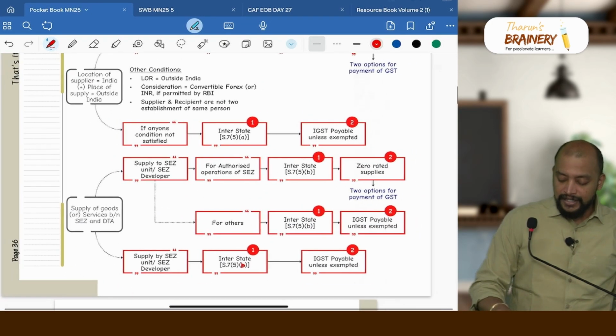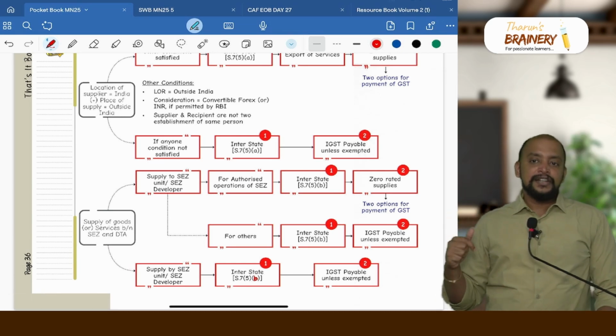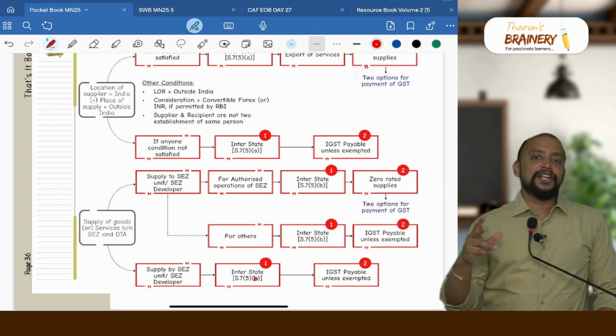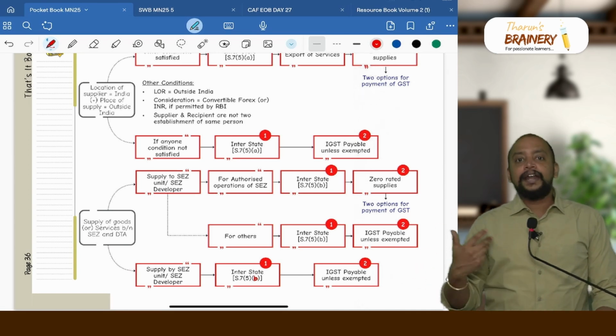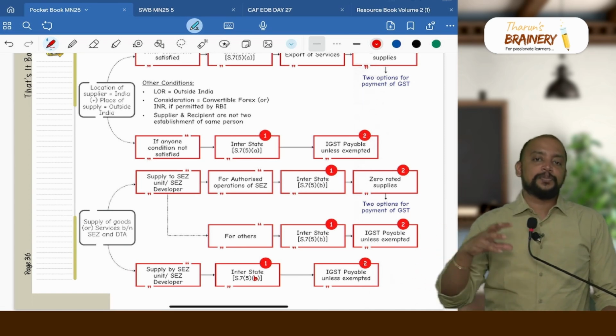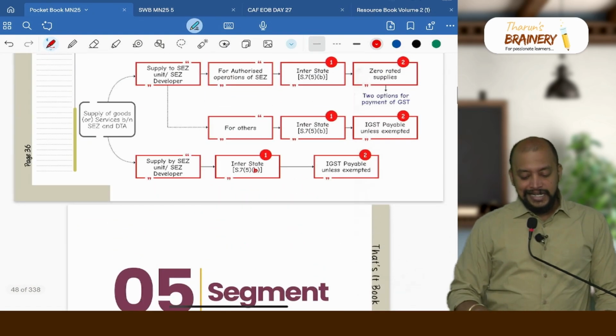So this is a comprehensive chart. Definitely there will be some questions on application of this, so we have to apply our mind and decide whether it is CGST, SGST or IGST, etc., and also whether it will become zero rated, and which option they are deciding. So this is about the charge under IGST Act.